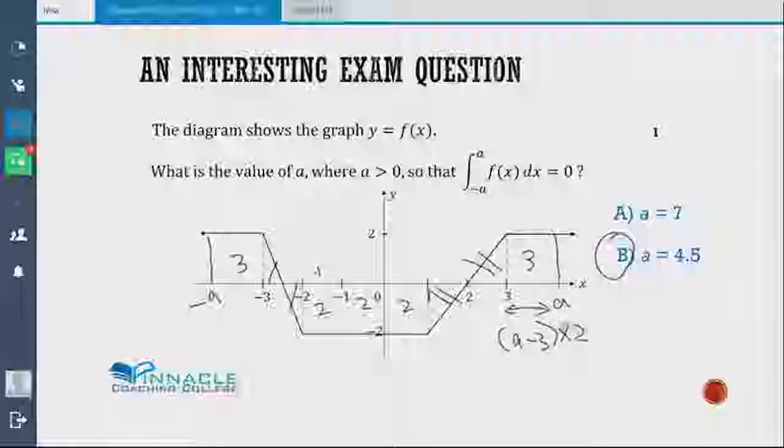So the height of this needs to equal 3. That's what you want. So a minus 3 is equal to 3 on 2. So a is equal to 3 plus 3 on 2, or 4.5. So that's where that came from. So hopefully that clarifies it for those who didn't quite get it.